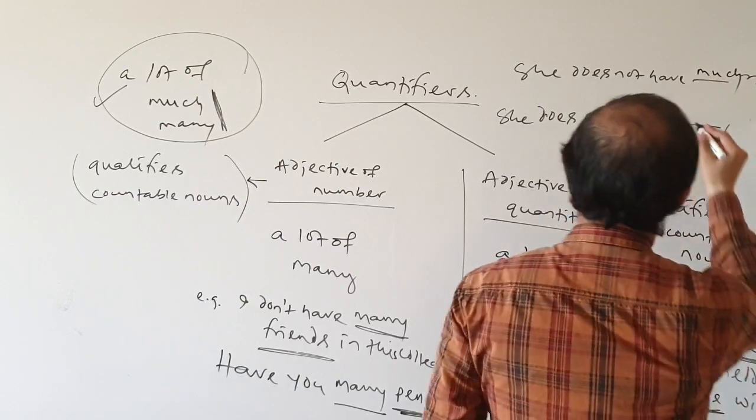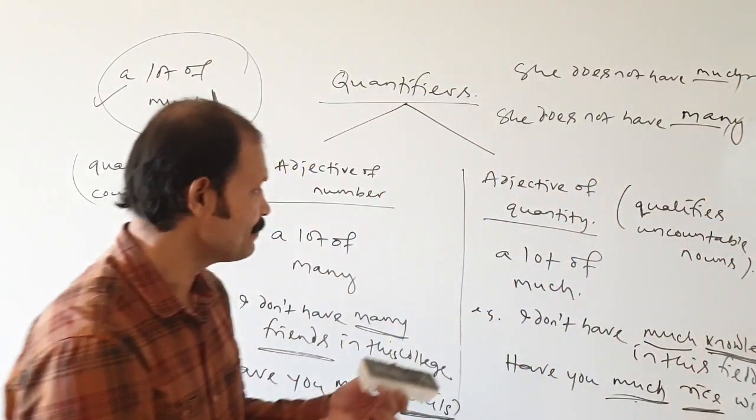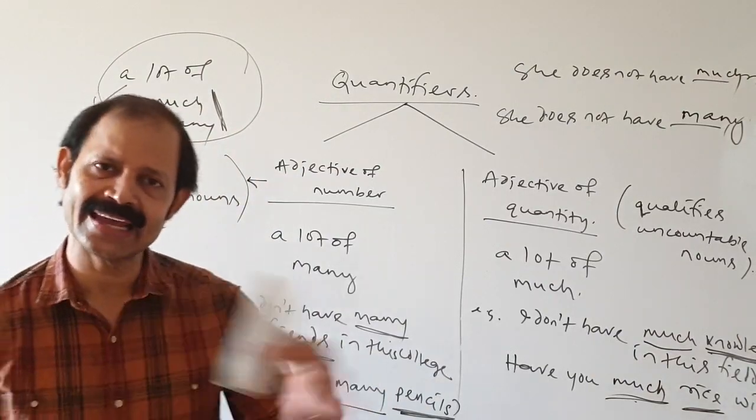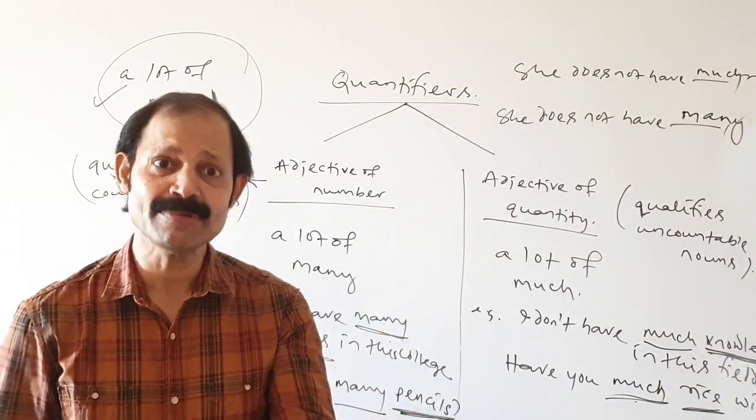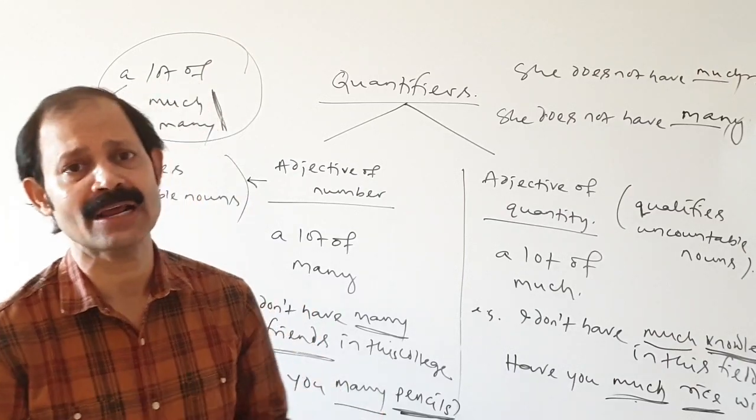So if the sentence is affirmative, supply a lot of. If the sentence is negative, choose from many or much. In case of countable, many. In case of uncountable, much.